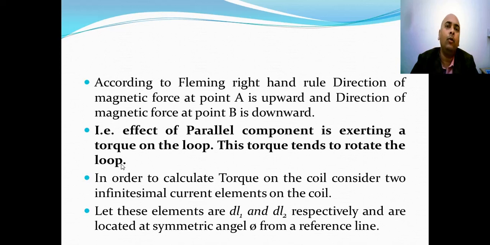In order to calculate the torque, first we will calculate the torque due to an infinitely small length, then we will integrate over the whole of the loop. So in order to calculate the torque on the coil, consider two infinitely small current elements on the coil.